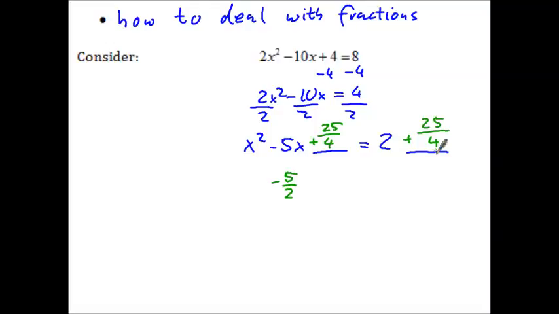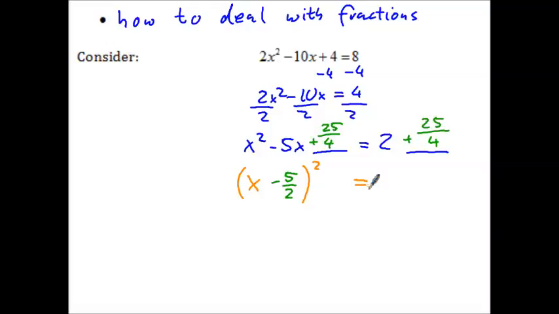And here are our completed trinomials. Both sides of the equation are completed by the 25/4. Let's go ahead and factor our left side. We get the quantity of x minus 5/2 squared. And we want to simplify our right side.